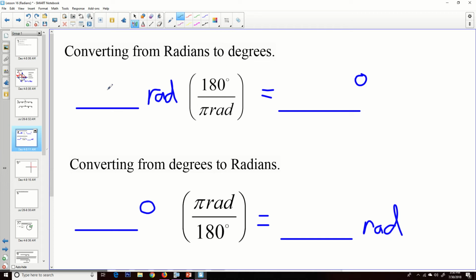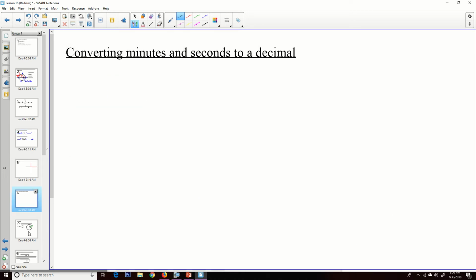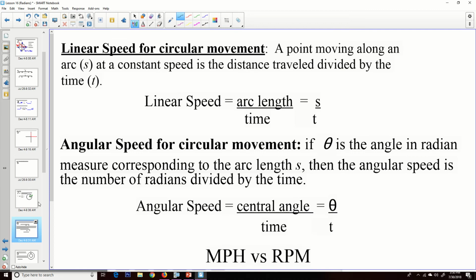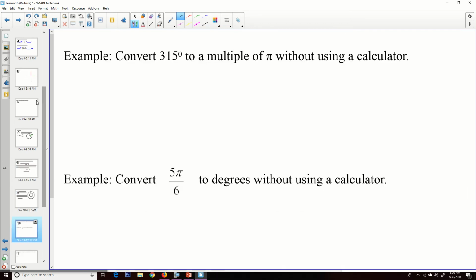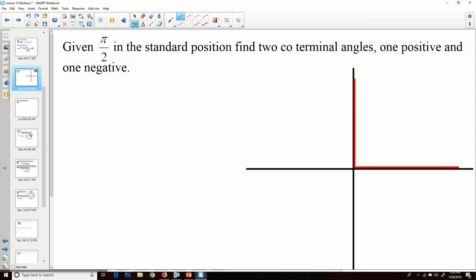So if I had pi over 2 radians and I multiply it, I think I have an example of converting, maybe. Do I have an example of that? Yeah, I do. Okay, we're good. We'll come back to it. All right, so here we go.